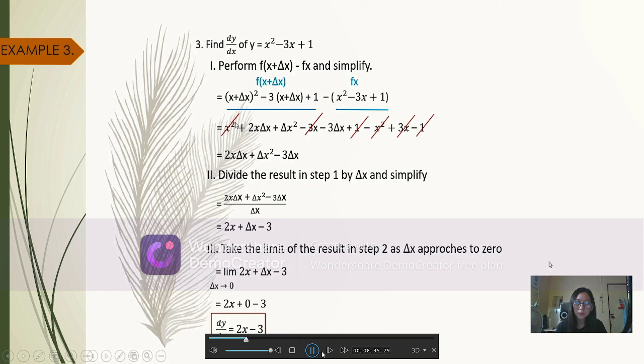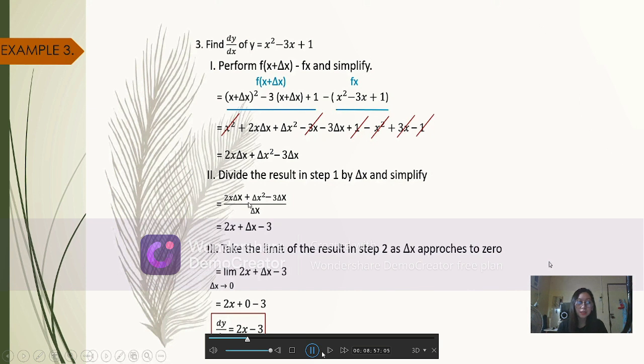So, cancel natin x squared, 3x, and 1. Ayan, cancel na siya. Ang matitira na dito ay 2x delta x plus delta x squared minus 3 delta x. So, step 2. Divide the result in step 1 by delta x and simplify.